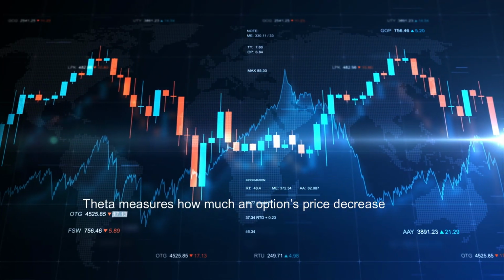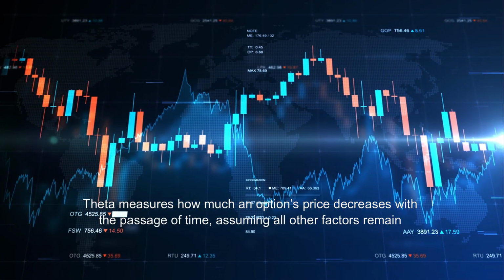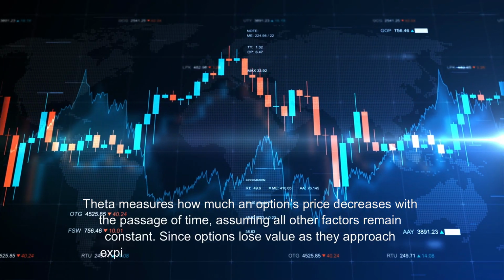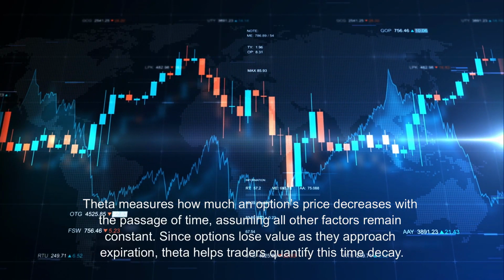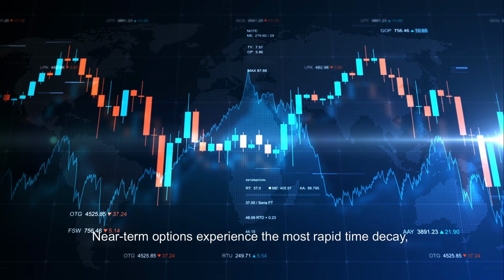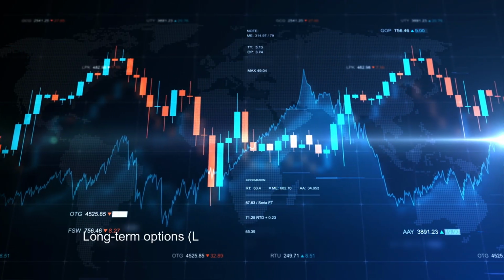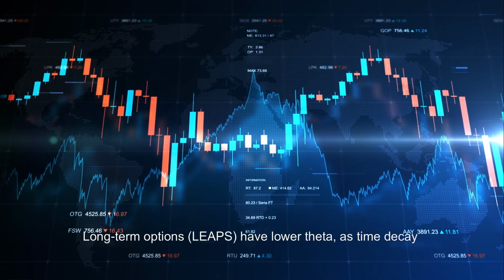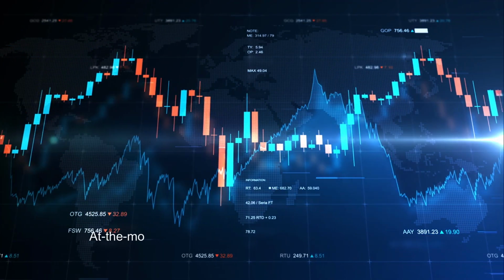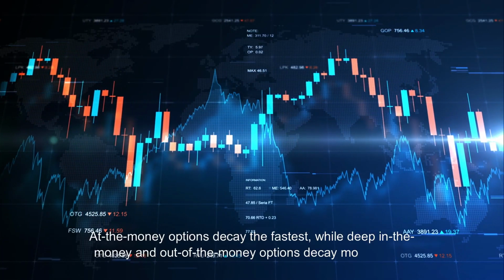Theta, time decay of options. Theta measures how much an option's price decreases with the passage of time, assuming all other factors remain constant. Since options lose value as they approach expiration, theta helps traders quantify this time decay. Near-term options experience the most rapid time decay, especially in the last few weeks before expiration. Long-term options, LEAPS, have lower theta, as time decay accelerates only as expiration nears.